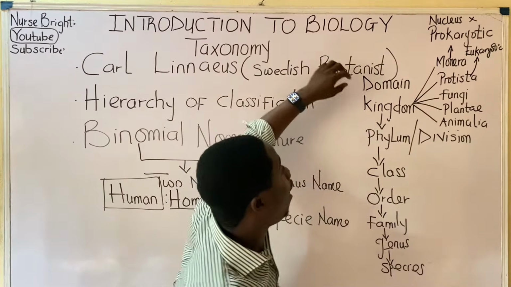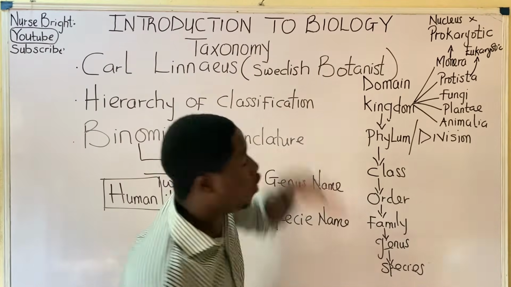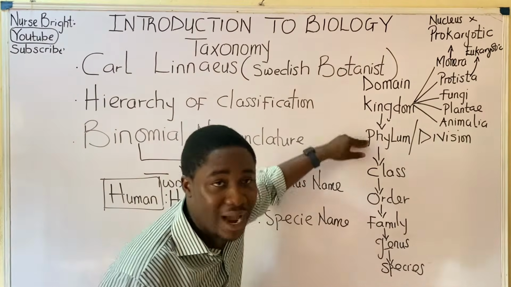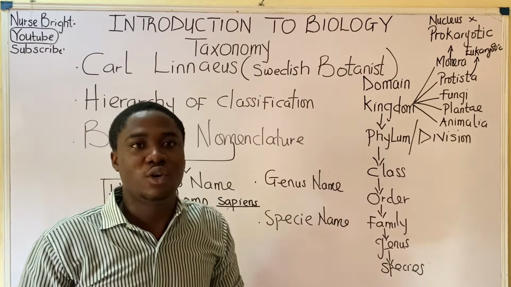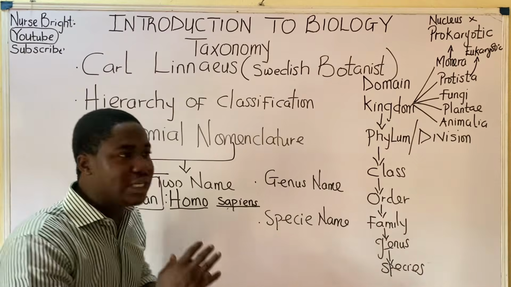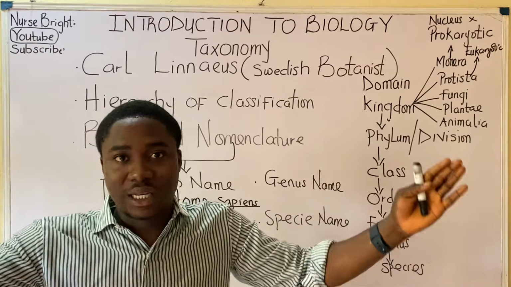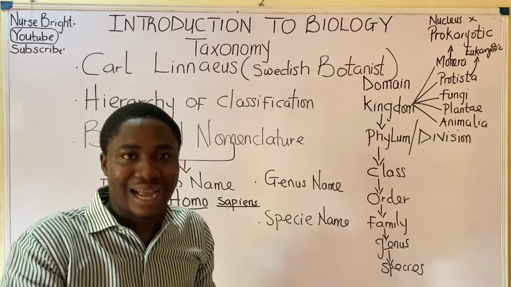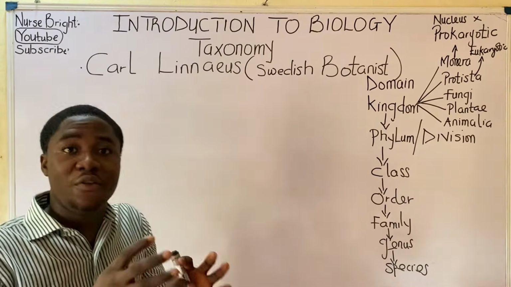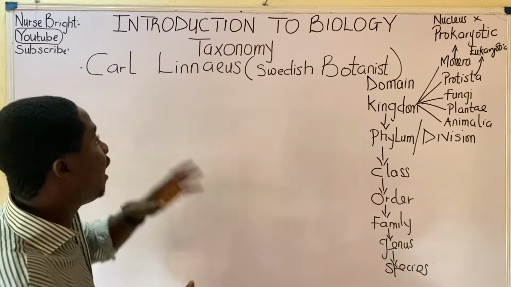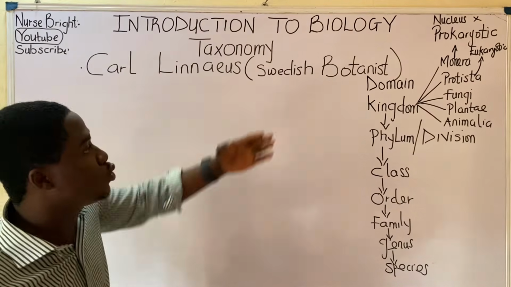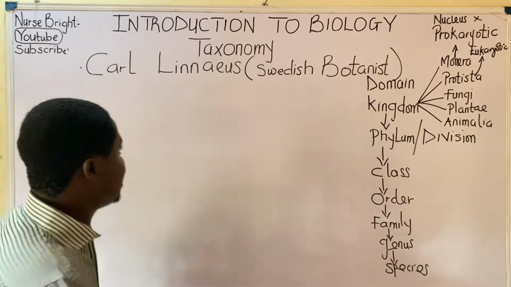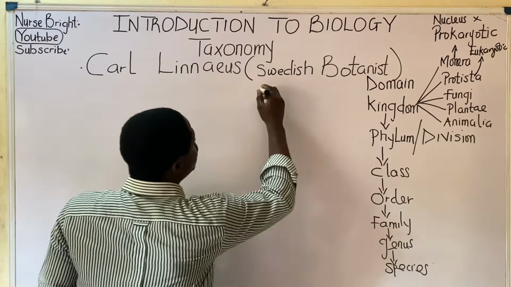It's very, very important. So actually, the hierarchy of classification starts with domain before we get to kingdom, phylum, class, order, family, genus, and species. I'm going to use two sets of organisms to explain what I mean by the hierarchy of classification of living organisms. And first, I will start with humans.